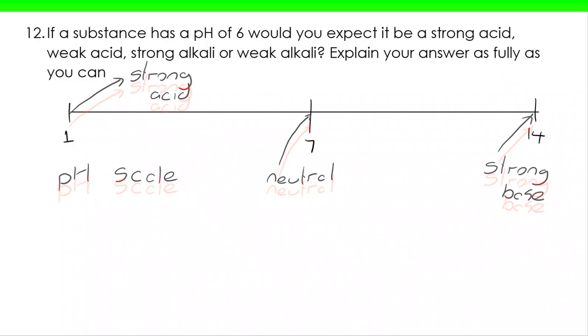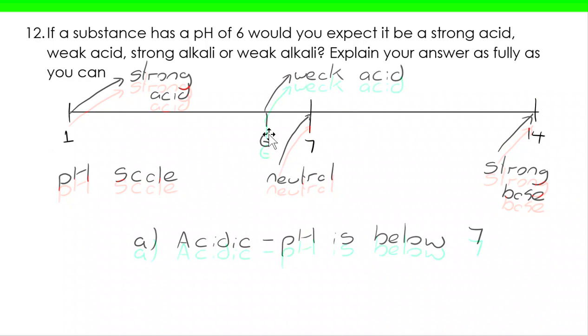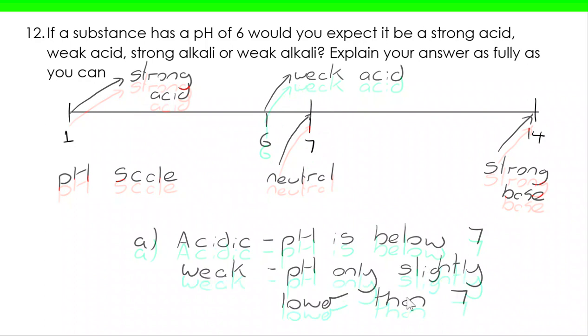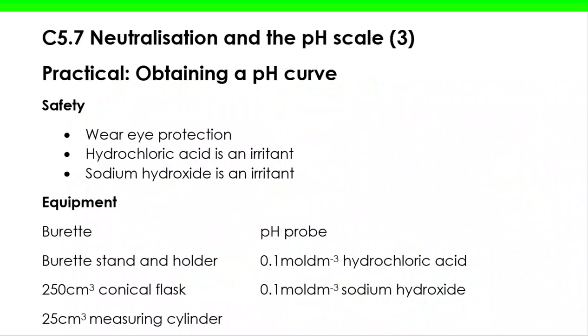So if I consider pH 6, which is not much below 7, it's below 7, so that makes it acidic. It's on the acid side of the scale. But because it's very close to 7, it's certainly not going to be a strong acid, so it's going to be a weak acid.